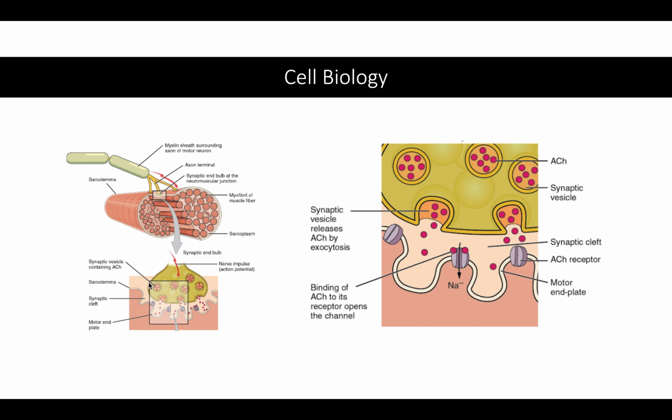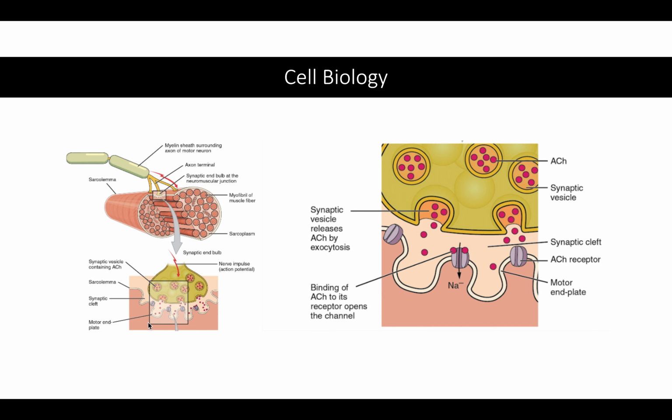Then you have the synaptic vesicles containing the acetylcholine. Then you have the synaptic cleft, which is this gap here between the synaptic end bulb and the sarcolemma, and then you have in the pink the muscle cell, and then you have the receptors here. And when you go in further, you can see the acetylcholine in red going out through exocytosis.